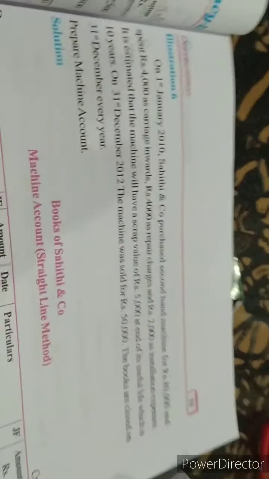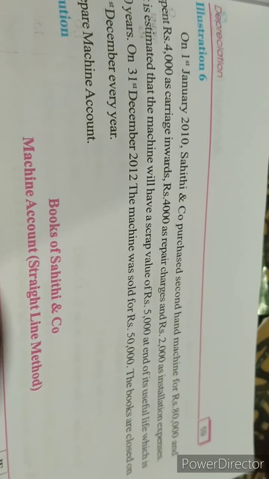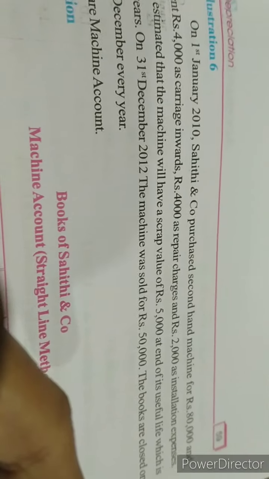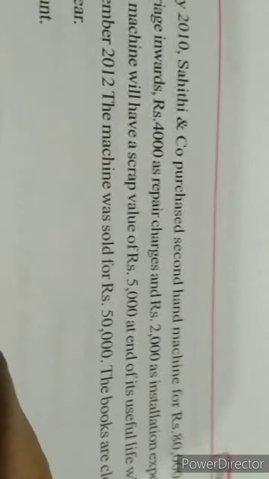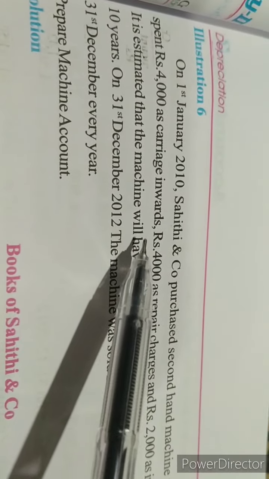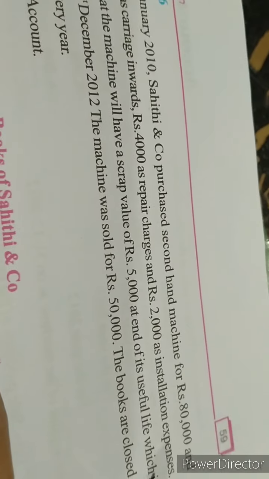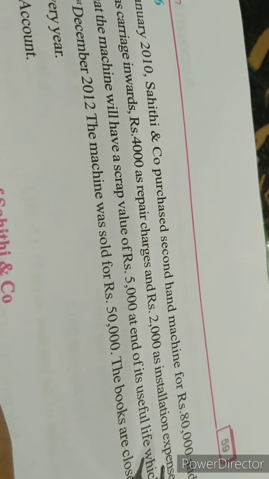In today's class, you'll be learning how to solve illustrations 6 and 7 of your textbook. Let us have a look at illustration number 6, children. On 1st January 2010, Sahiti and Company purchased a second-hand machine for rupees 80,000 and spent 4,000 towards carriage inwards, that is transportation. 4,000 was spent on repairs and 2,000 was spent towards the installation expenses.